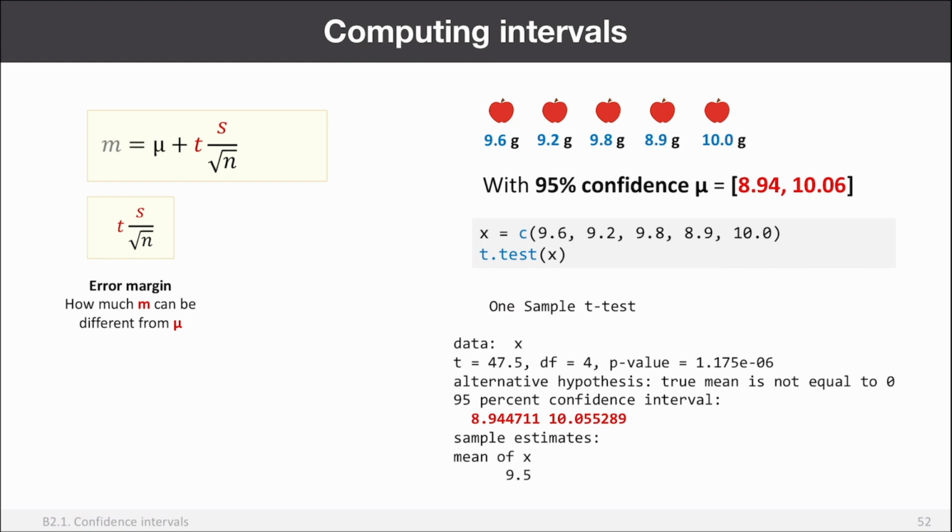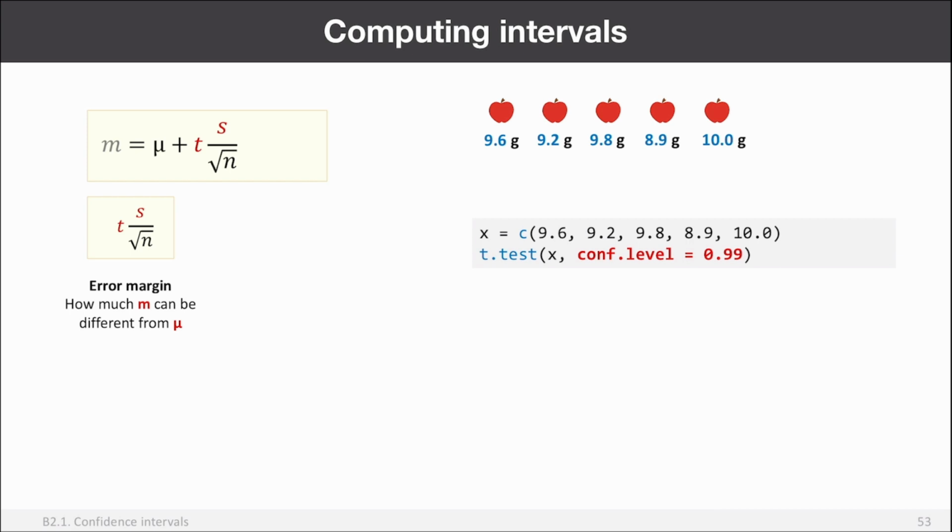If you write t-test and then provide the values of your sample x, you will get a lot of information, but the most important information is here, the 95% confidence interval. You can see that we got almost identical results. Here we have 8.94 and 10.06, and if you round our two values, you will get the same, despite the fact that we rounded some of the values. So our calculations were quite precise.